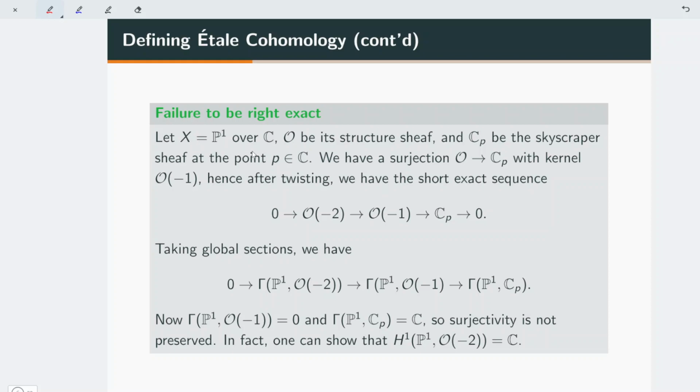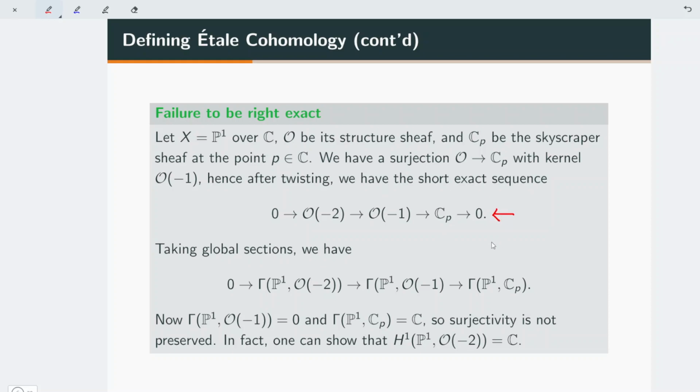So let X be the projective line over C. O, or O of 0, will be its structure sheaf. And C_P, where P is any point in the complex numbers, is the skyscraper sheaf. So it's either the trivial group or the complex numbers, depending on if P is in the open set that you consider. So hopefully it's clear. We have a surjection from the structure sheaf to the skyscraper sheaf, and the kernel is this twisting sheaf O(-1). So we can twist by O(-1). It just means tensor with that at every stage here. So when we tensor O(-1) with itself, we get O(-2). With O, we get O(-1). And when you twist C_P, it stays the same. So that's where this short exact sequence comes from.